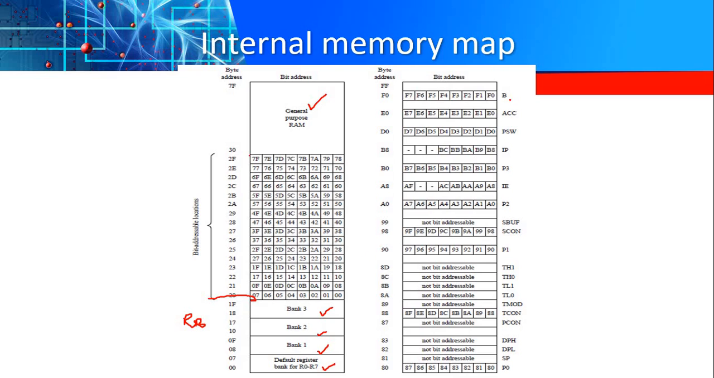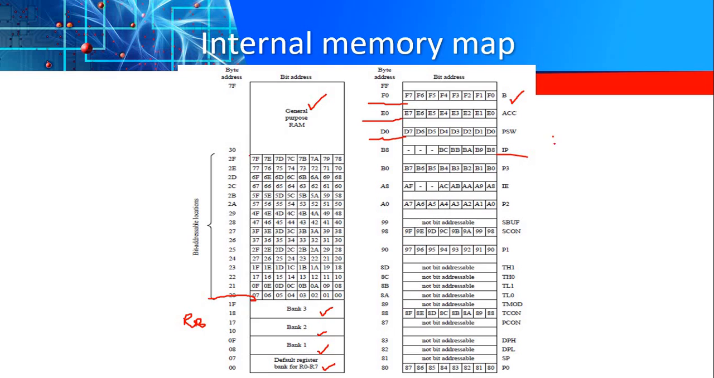See, this B is a special function register. It will be stored only in this location, that is F0. These are byte addresses. This is the accumulator. It will be stored only in this location. Program status word in D series only. Interrupt priority in B8 series only. So these are some of the bit addresses and the main special function registers we have.